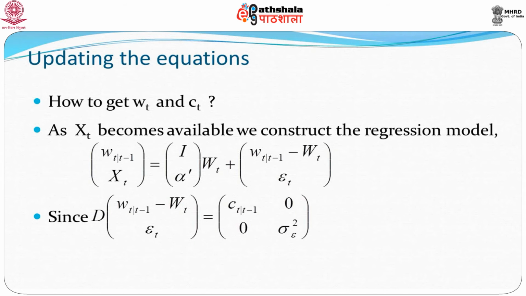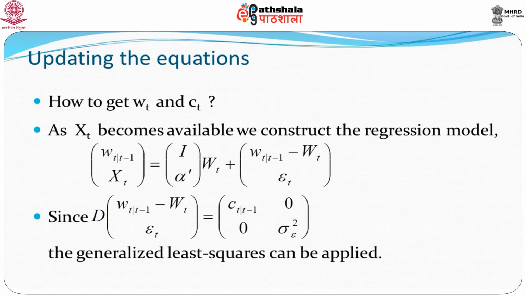But then if you look at the error, its mean is going to be 0, expectation of Wt given t minus 1 minus Wt would actually give you 0, and expectation of epsilon t is 0. So, the dispersion in this case would come out to be uncorrelated, and it will be a diagonal which would be Ct given t minus 1 and sigma epsilon square. Since the error dispersion is not an identity matrix, the regression model in this case is not spherical, we will need to apply the generalized least squares method.